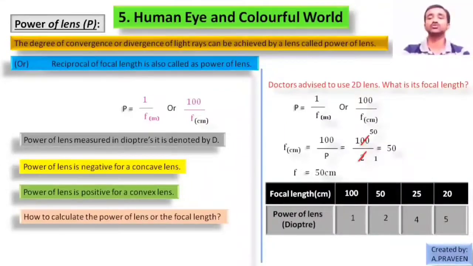So like this, we are going to find out the focal length or the power of lens by knowing at least one of the quantities, either power of lens or the focal length. Right? So this is the concept of this video. I think it is clear to you in understanding the concept. So thank you. I'll meet you in the next video.